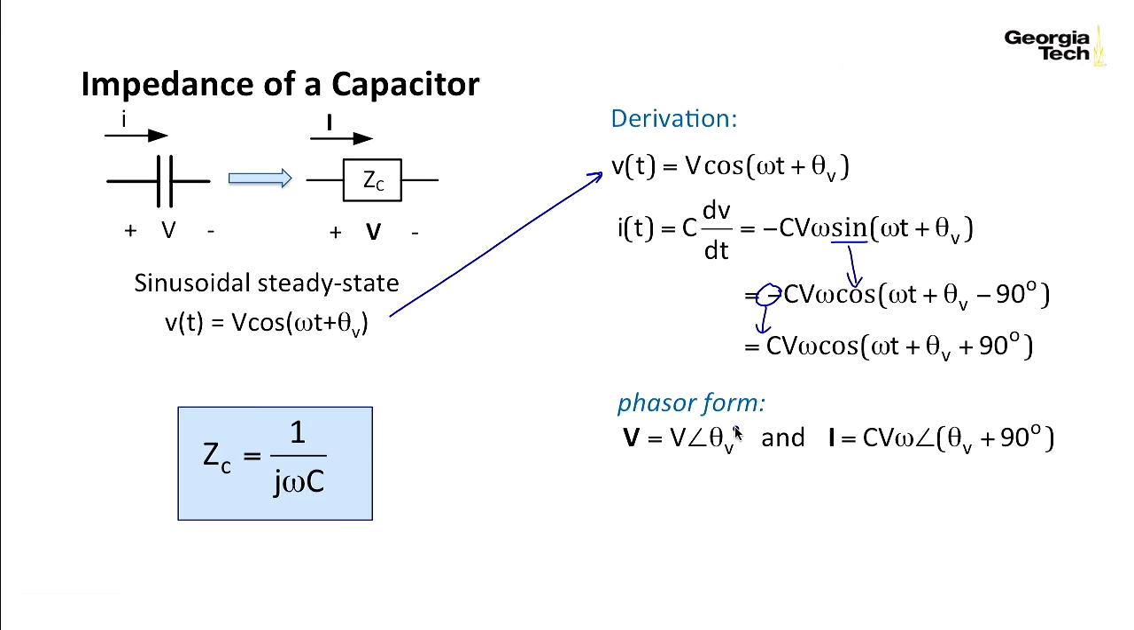Now, phasor form, because the impedance, remember, is defined as the ratio of the output phasor over the input phasor, the V over I, in other words. So this is the phasor for V, the phasor for I. I take the ratio, and I get 1 over j omega C.